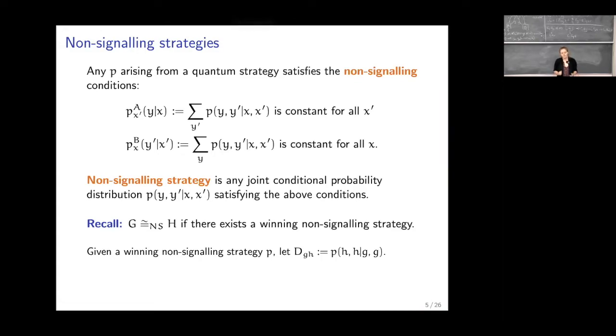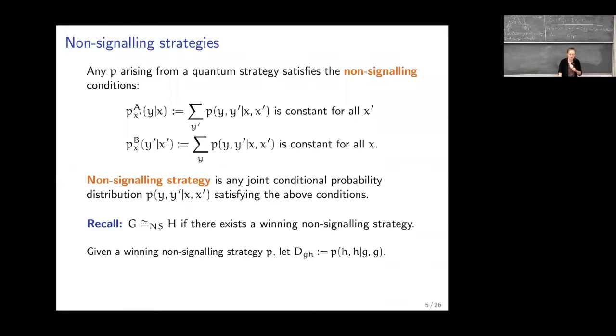Okay, so let's assume that we have two graphs, G and H, and they are non-signaling isomorphic, and we're going to build some matrix D. I'm going to define the GH entry. So the rows of my matrix are going to be indexed by vertices of G, the columns by vertices of H, and I define the GH entry to be equal to this probability.